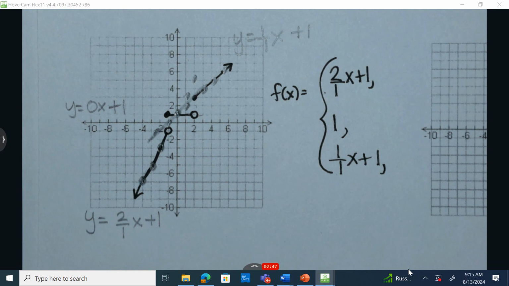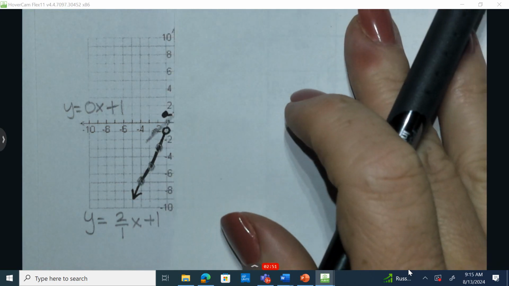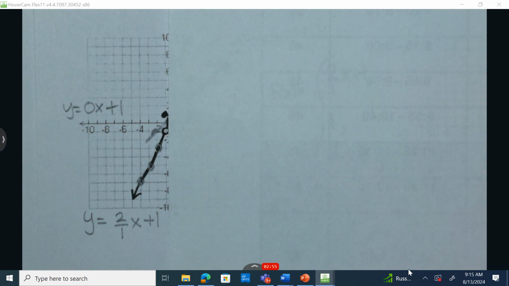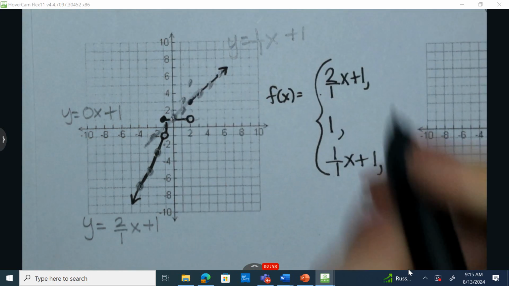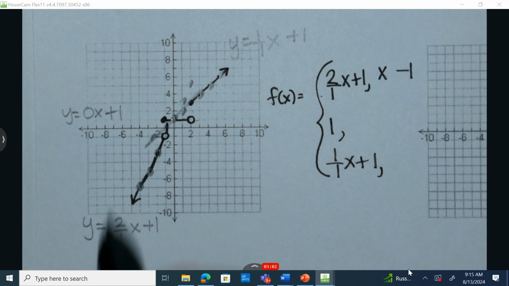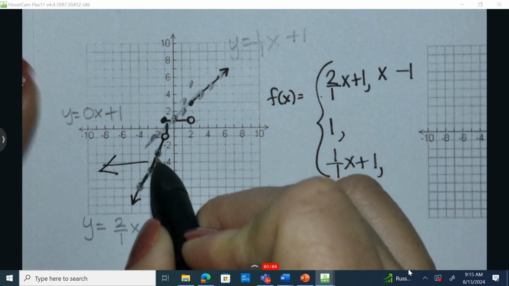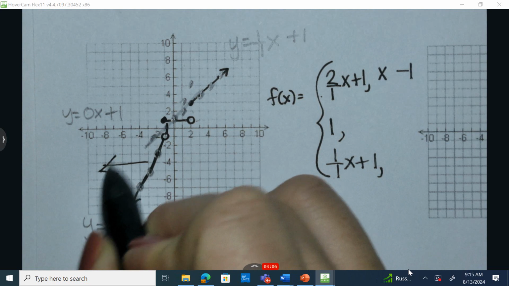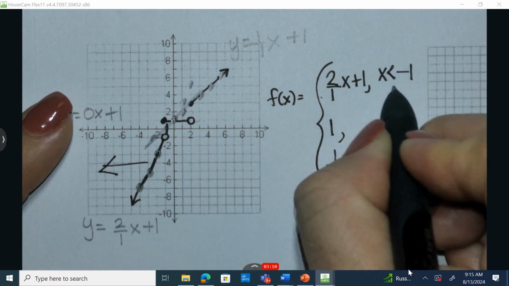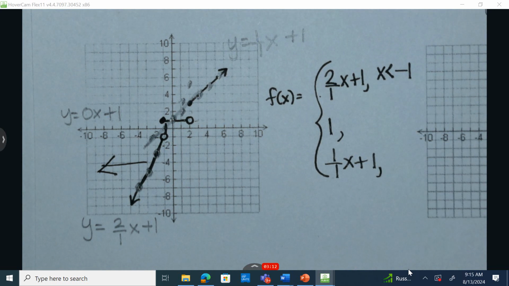I think it's helpful to actually cover this up. So this first piece is to the left of an x value of -1. So I'm going to come up here and I'm going to do x and -1. And now notice that this piece occurs to the left of -1. Think of this arrow as an inequality symbol. And it's an open circle. I'm going to leave it just as is.